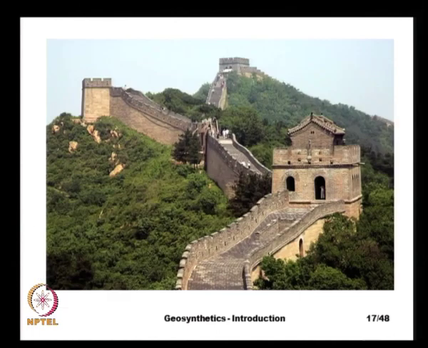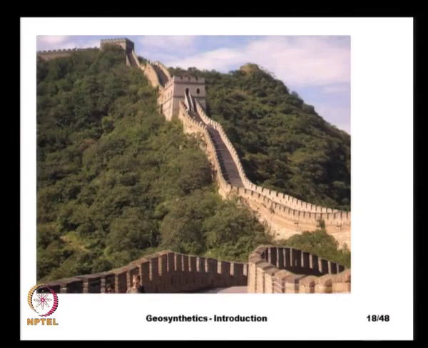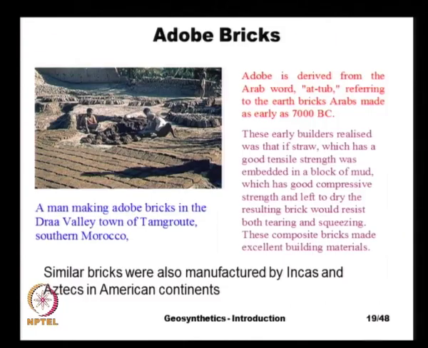And here is another picture of the same Great Wall of China, and here is another picture. And adobe bricks are actually very good examples of the use of the reinforced concept.